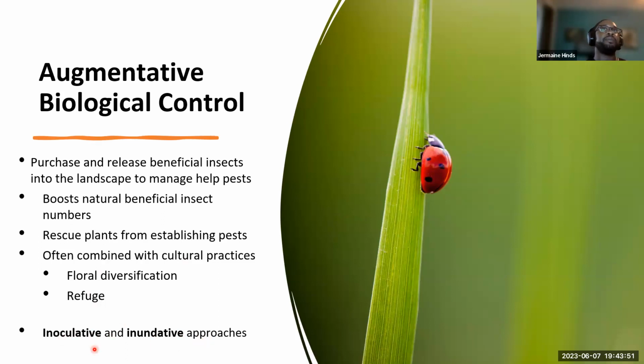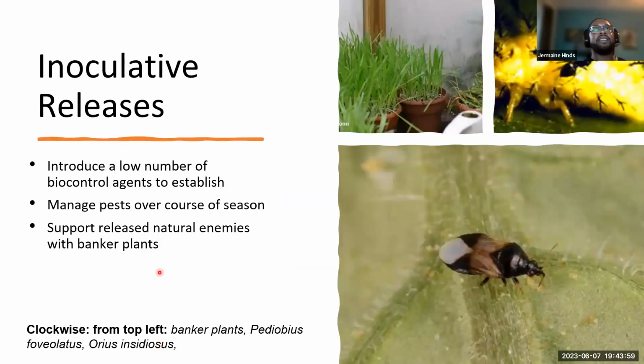There are 2 types of augmentative biocontrol, and that includes an inoculative approach and an inundative approach. Inoculative releases are when you introduce a low number of biocontrol agents to establish, and they'll be in the background for the rest of the season, right? The goal is to manage pests over the course of the season. Banker plants are an example of that, where you can release a pest, they could maintain on these banker plants, and a beneficial insect can be raised here, and then they move into the crop to attack pests on the crop.